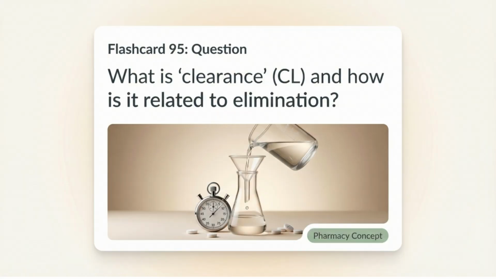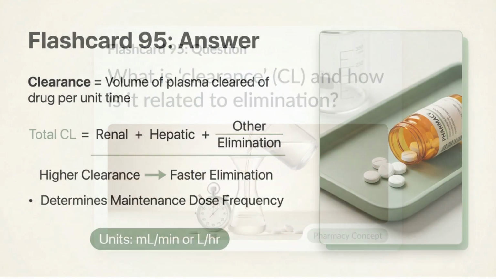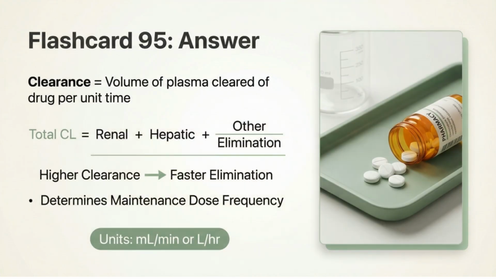Flashcard 95 asks, what is clearance, CL, and how is it related to elimination? Clearance is the volume of plasma cleared of drug per unit time. Total clearance is the sum of renal, hepatic, and other elimination methods. Higher clearance leads to faster elimination and determines maintenance dose frequency.